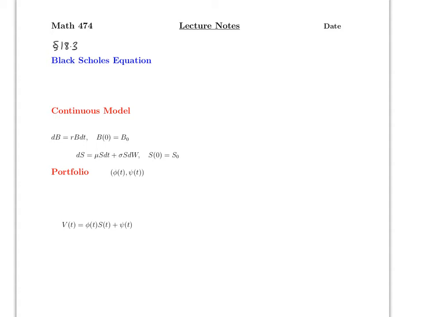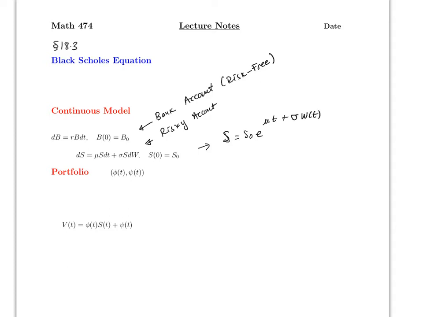Remember that we are now in the continuous time model. In discrete time, we also have two accounts: the bank account and the stock. But obviously the equations are, this one is still the same, but this one is very, very different. So this is the bank account, which is the risk-free account, and then you have the risky account, which is the stock. And remember, the stock price follows a geometric Brownian motion, that was S equals S0 e to the mu t plus sigma times the Wiener process.